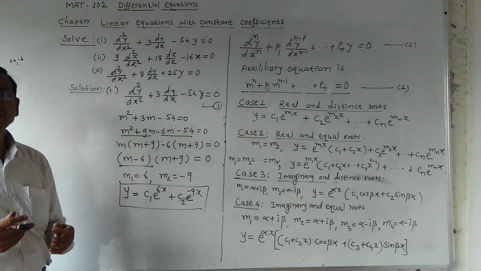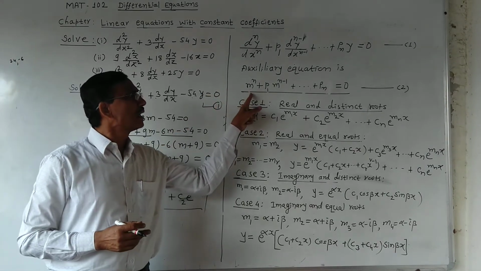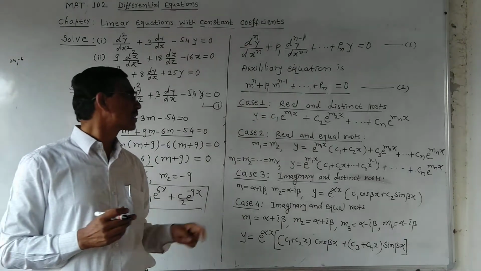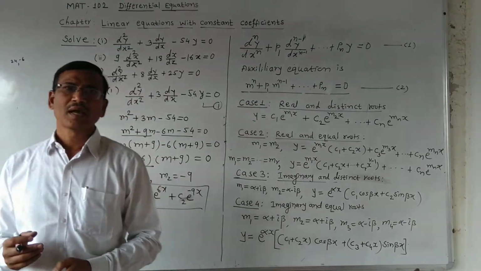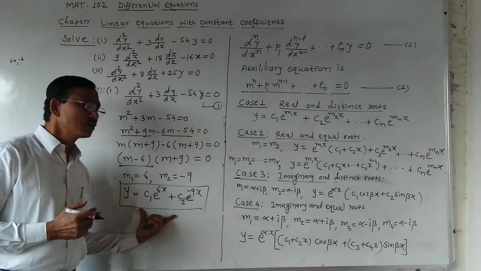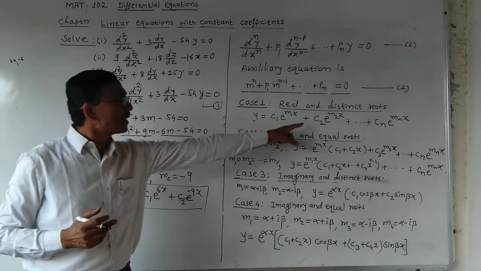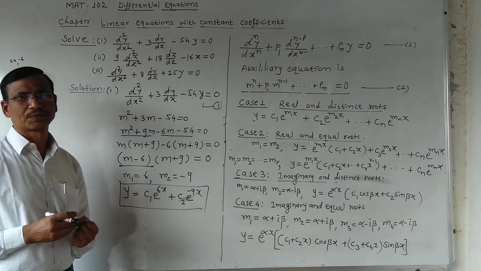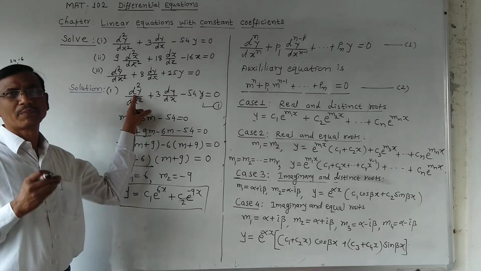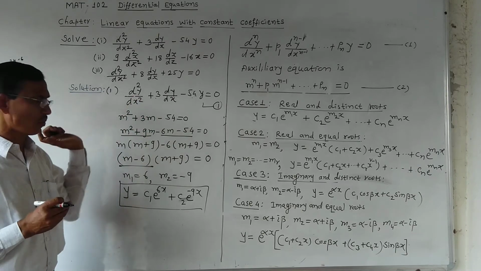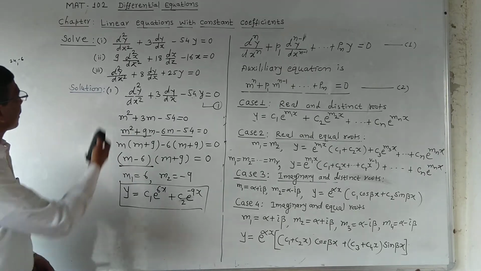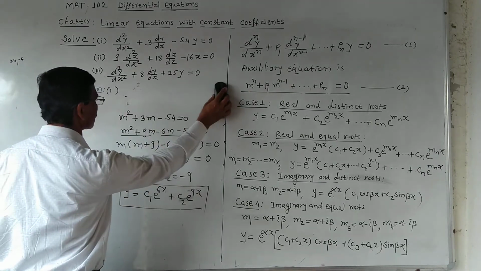The method is very simple. You have to write only the auxiliary equation, find its roots, then verify which category they come under, and according to that you have to write the solution. Here there are n terms in general, but here we have taken only 2 because there are only 2 roots, because the differential equation is of order 2. This is the solution. In a similar manner, we can solve the second one.